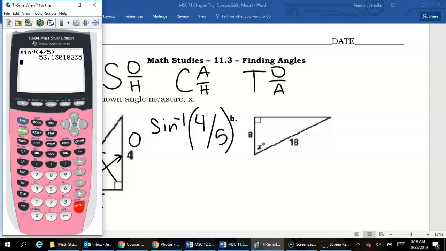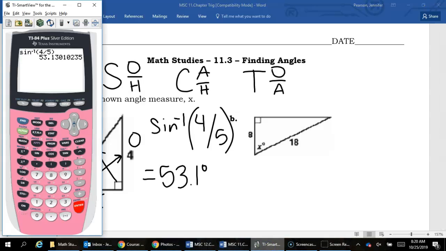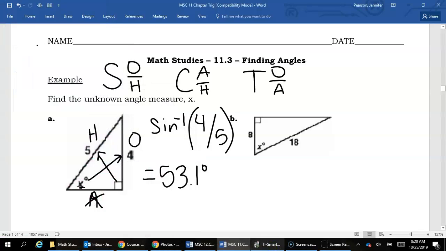As long as I'm in degree mode, I get the answer in degrees. If you're in radian mode, we need to make sure we change that to degrees. If you don't know how to do that on your own personal calculator, let me know. I can help you figure it out. So I have 53.1 degrees is my angle for X.